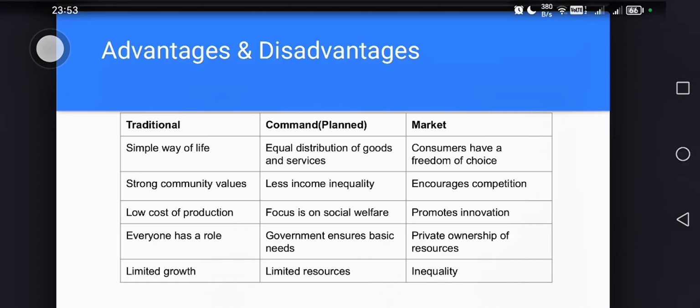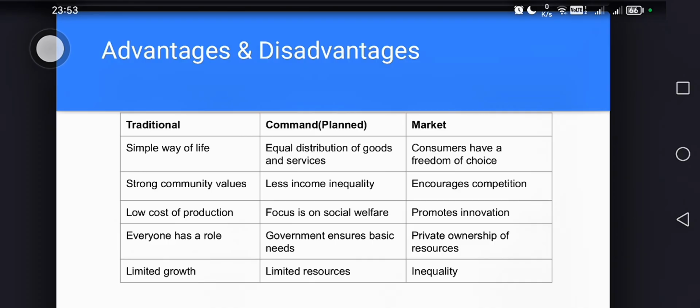their community values. They are deeply rooted in the community values, and there is low cost of production because they don't focus on research and development. They don't use much technology, and mainly their production relies on hard labor because everyone knows what they are supposed to do. So they hardly use advanced machinery or improved technologies.